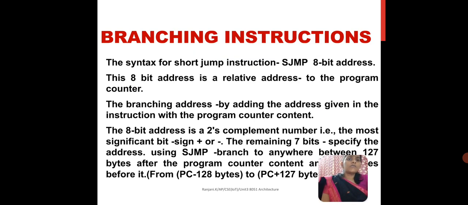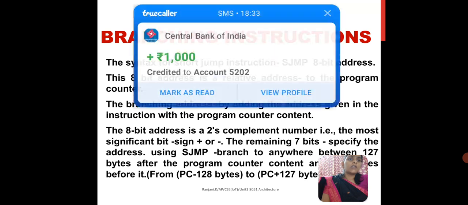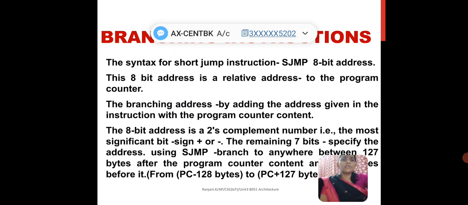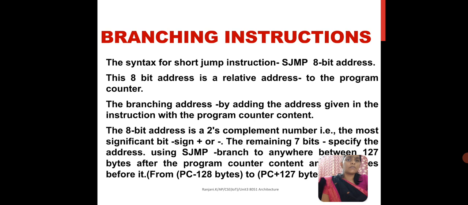The syntax of the short jump instruction is SJMP followed by an 8-bit address. It is a relative address to the program counter. The branching address is obtained by adding the address given in the instruction to the program counter content. The 8-bit address is a 2's complement number, where the most significant bit is the sign, plus or minus.